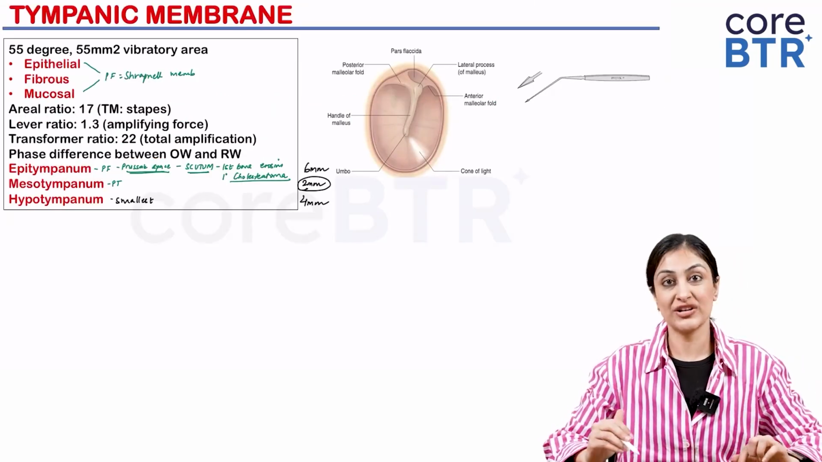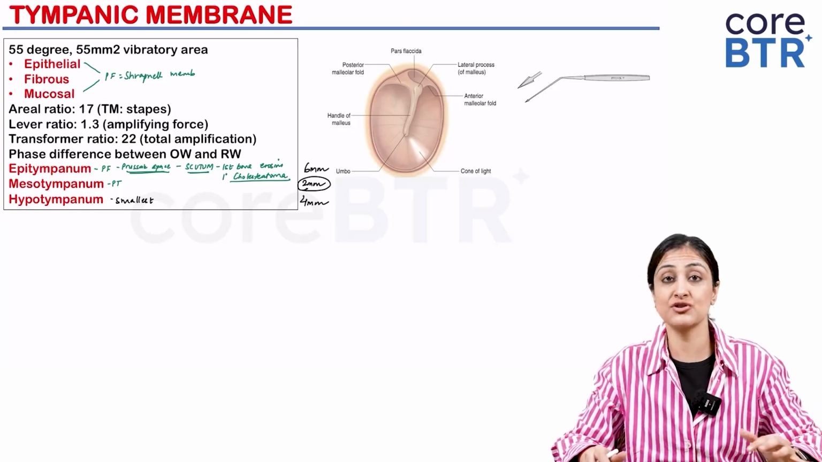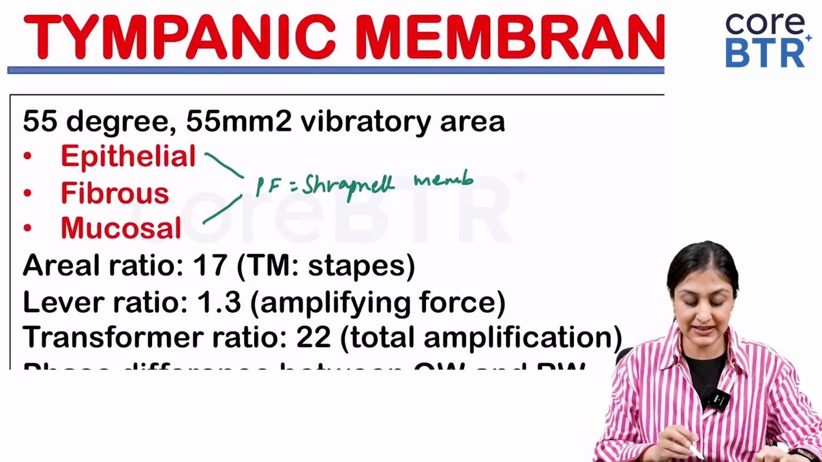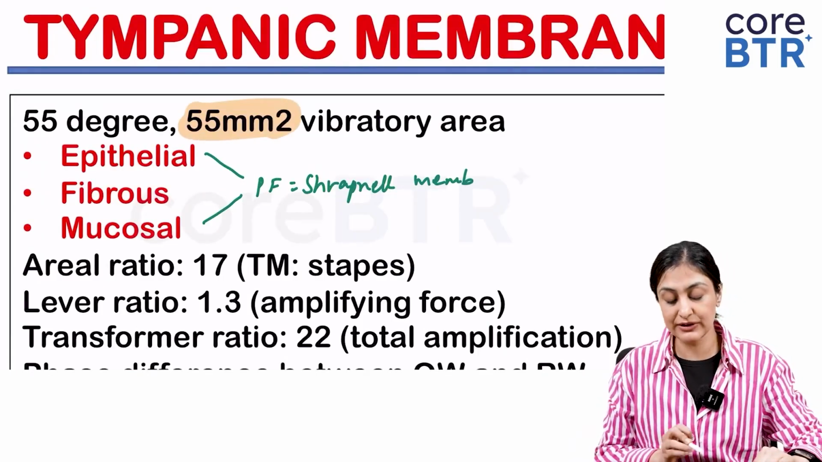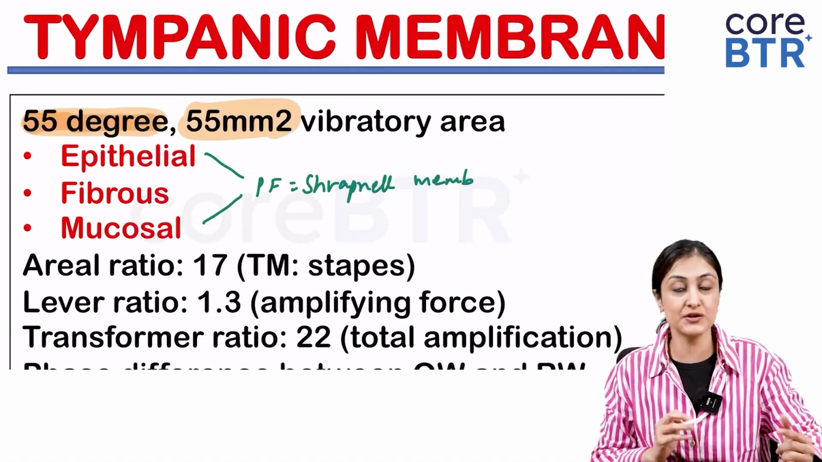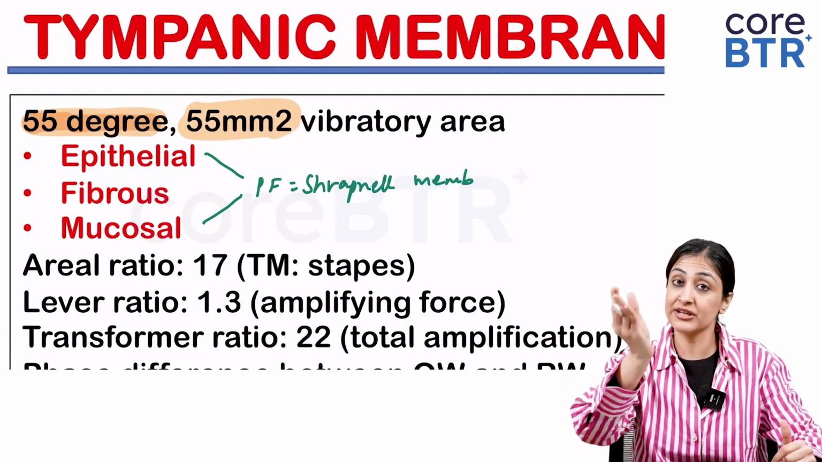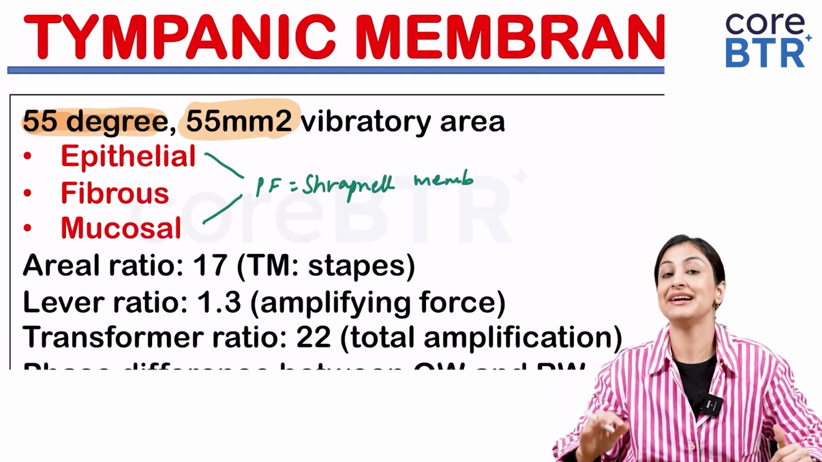Now let's do some questions on more numbers. So this tympanic membrane, total surface area actually is 90 mm square, but they say that the effective vibratory area is only 55. That works well for us because the angle of the tympanic membrane is 55. So that's the only number I choose to remember: 55 effective vibratory area, 55 degrees.